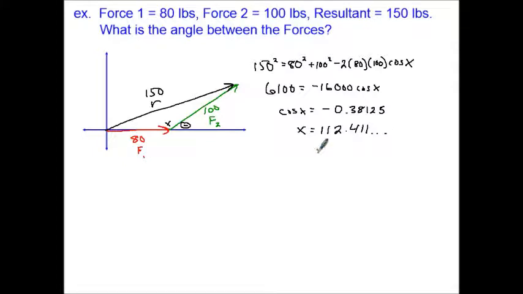So now the theta I want is actually 180 minus that x, and in this case that works out to be approximately 67.6 degrees. So that'll be the angle necessary to generate a resultant of 150 based on those other two vectors. And that's how the law of cosines comes into play for us.